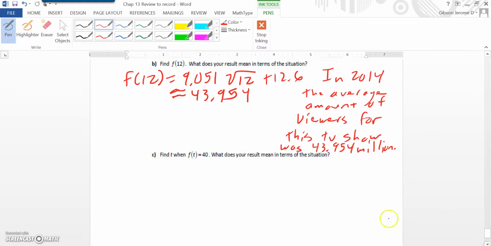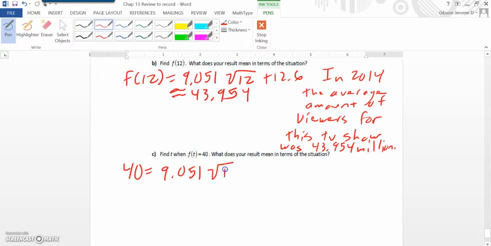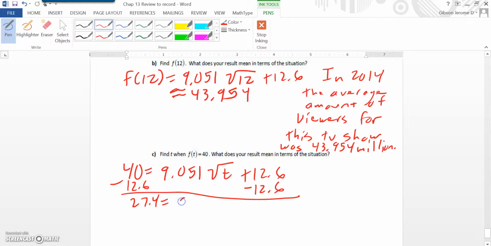Now we come here to C. It says find t when f of t is equal to 40. What does your result mean in terms of this situation? So we would take 40 is equal to 9.051 times the square root of t plus 12.6. So we need to get t by itself. So we'll subtract 12.6 on both sides. And this will give us 27.4 is equal to 9.051 times the square root of t.